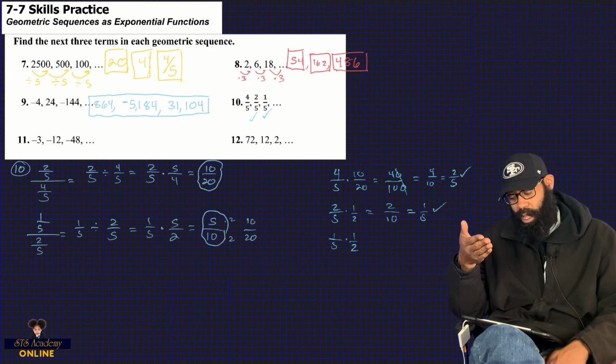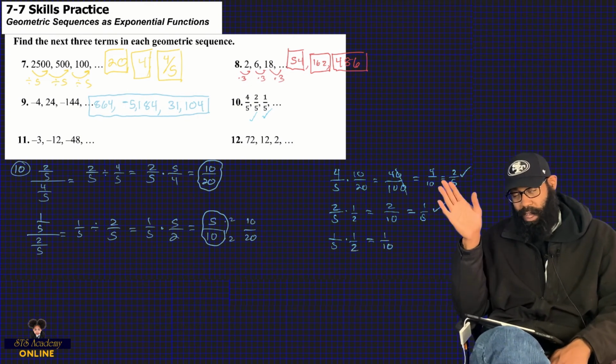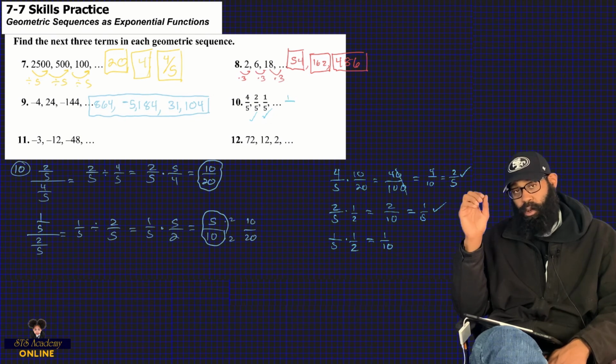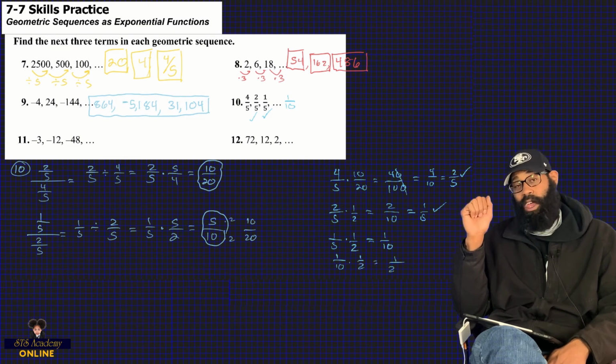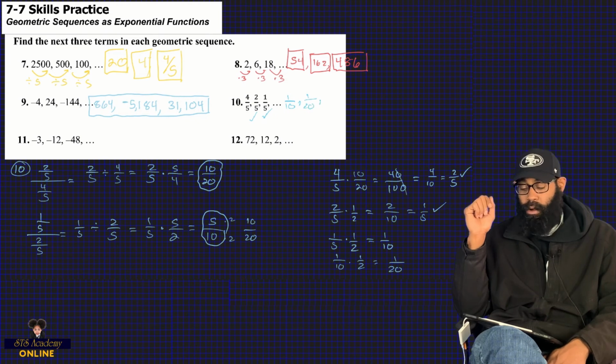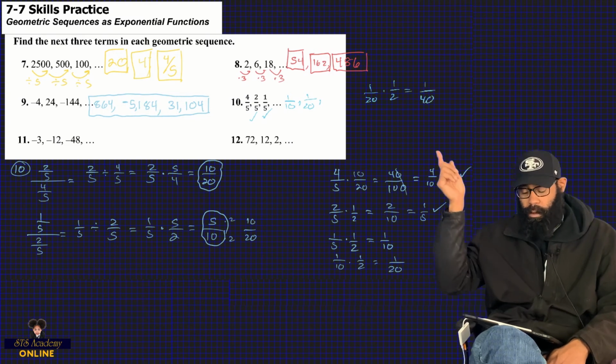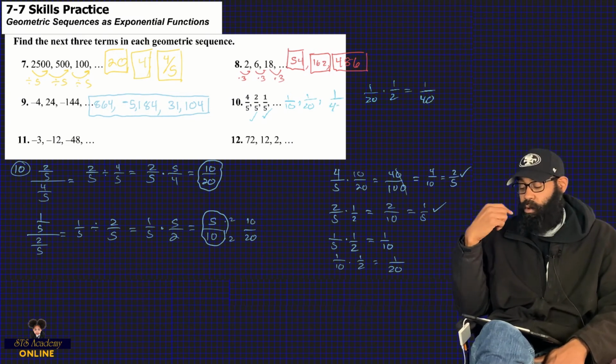1/5, bring it on down, times 1/2, top times top, bottom times bottom, write it in, 1/10. Do it again, I gotta do 3, right? So now 1/10 times 1/2, top times top, bottom times bottom. Boom, 1/20th. And of course, one more time for good measure, right? 1/20th, and I'll put it right up here. 1/20th times 1/2, again, 1/40th.